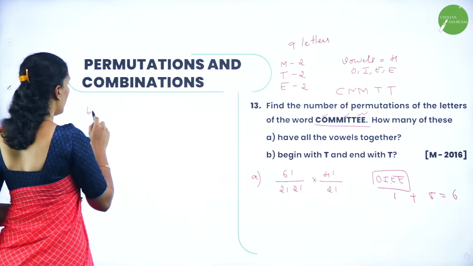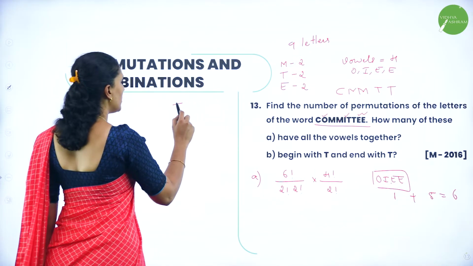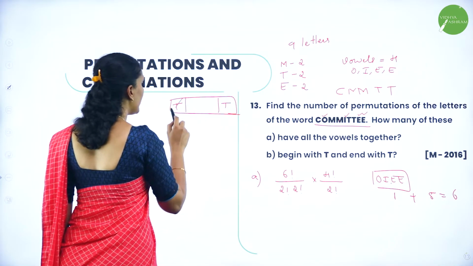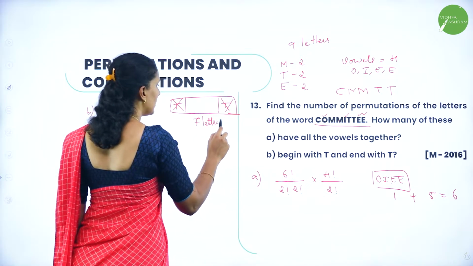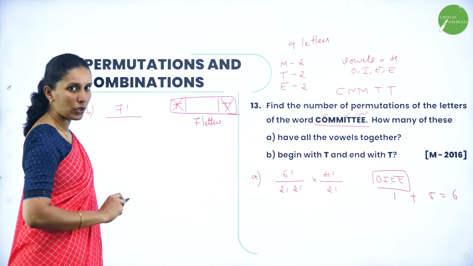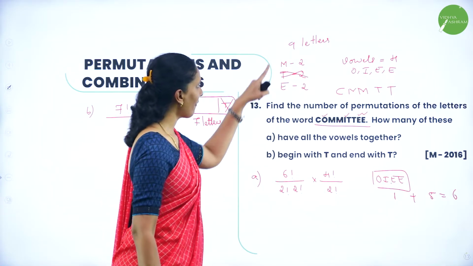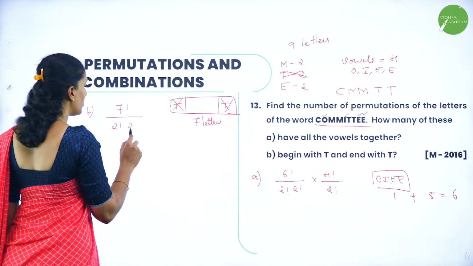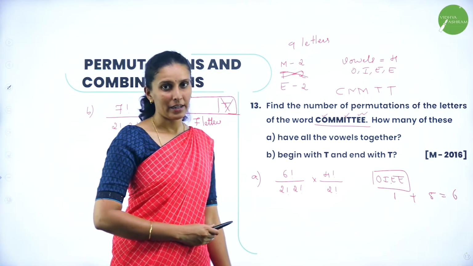Next, for the second one, begin with T, end with T. So that means the positions are fixed for both the T's here. We are left with 7 letters. So 7 letters means we need to arrange in 7 factorial ways, but out of 7 letters except T, we have M and E which are repeating 2 times. So therefore it will be divided by 2 factorial into 2 factorial. So these are the number of arrangements.